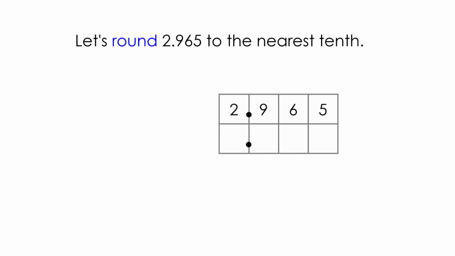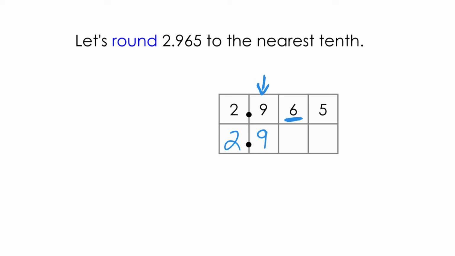Let's round 2.965 to the nearest tenth. So here is the nearest tenth right here. This is the digit that matters.